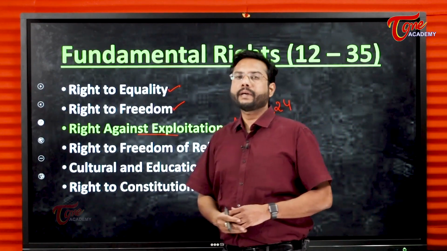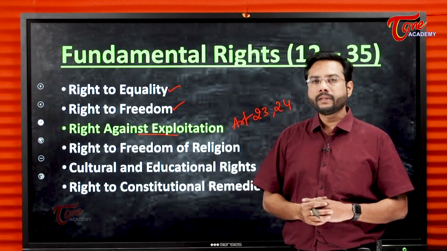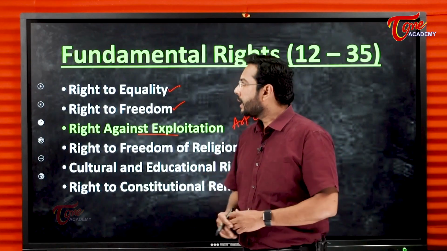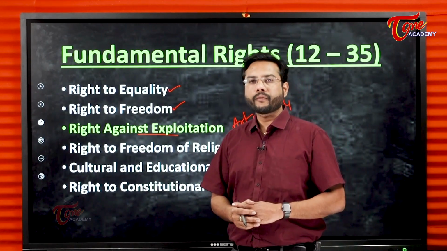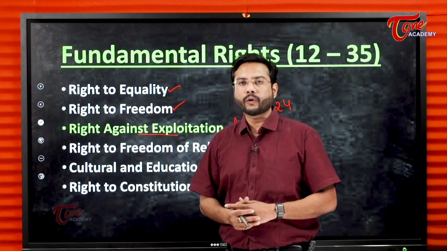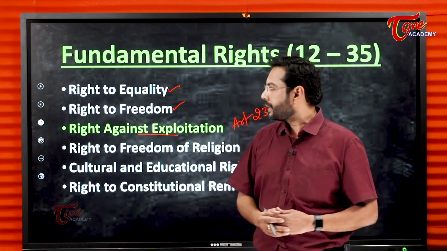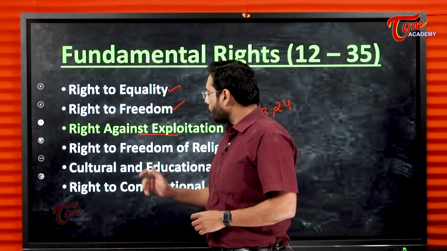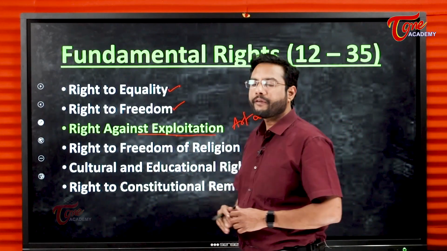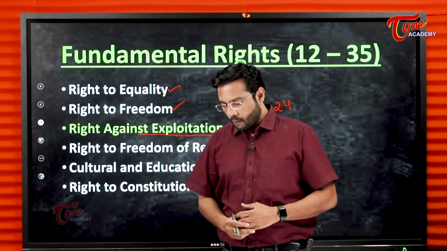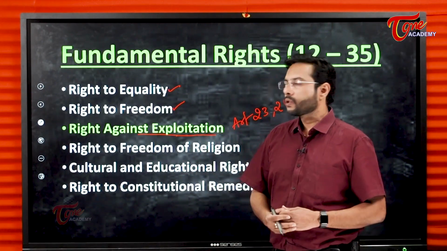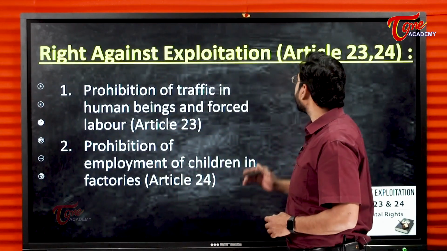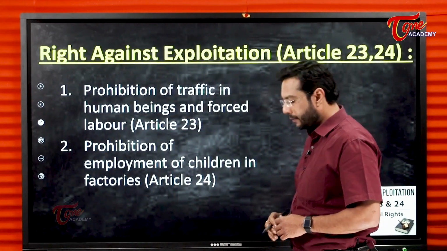So when we say fundamental rights, again just to revise, fundamental rights are placed in Part 3 of the Constitution, and these rights are very important for the existence of the individual and for the progress of the country. So, right against exploitation. The word exploitation is a very comprehensive word. What exactly is exploitation? We will be going into this, that is, right against exploitation, Article 23 and 24.